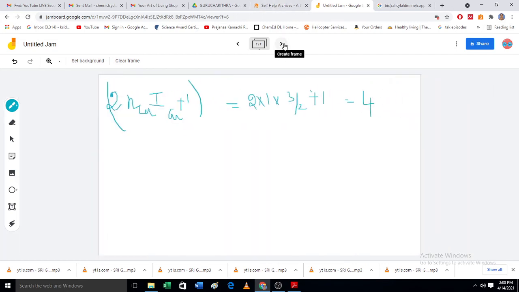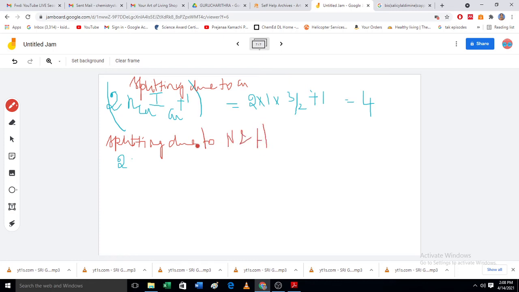So we have to work it out. Now 2 is splitting due to nitrogen. Now here we have splitting. This one is splitting due to copper, splitting due to copper, splitting due to nitrogen and proton.